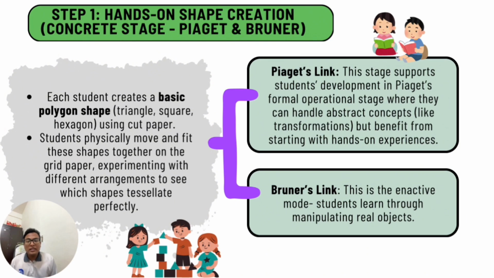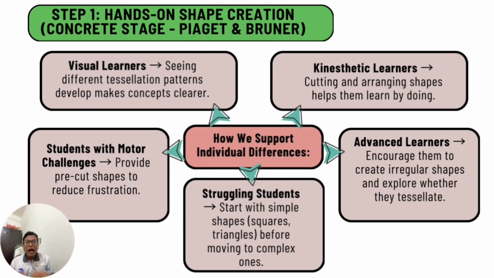And the Bruner link is the enactive mode. Students learn through manipulating real objects, which is they cut the basic polygon shapes and they try to put them together and fit these shapes together on a grid paper, so they tessellate perfectly. Alright, for step 1, how do we support the student differences?